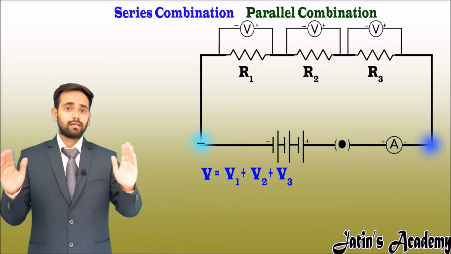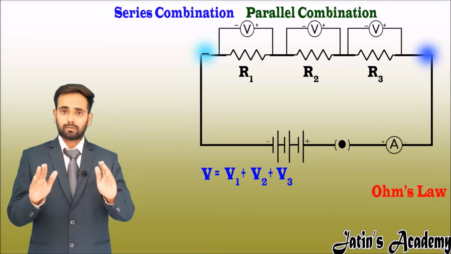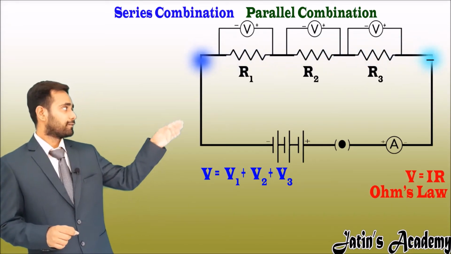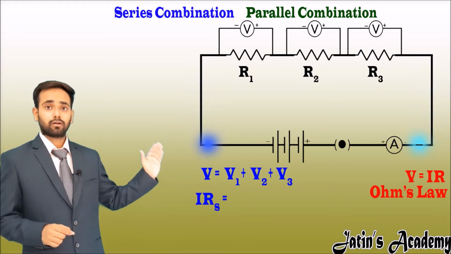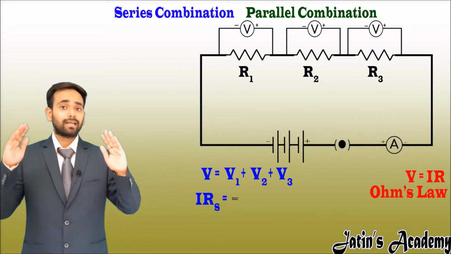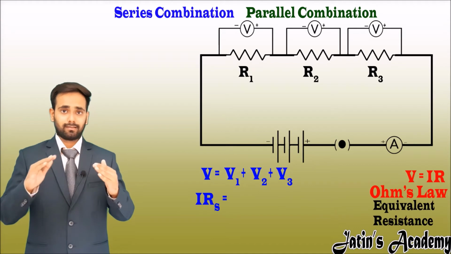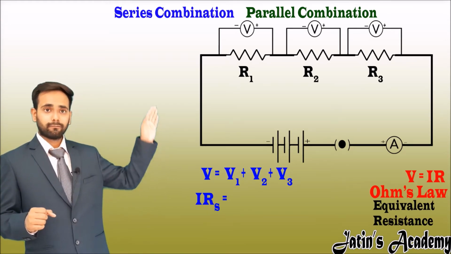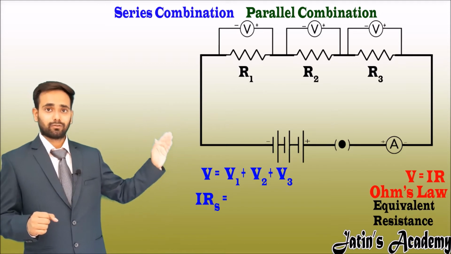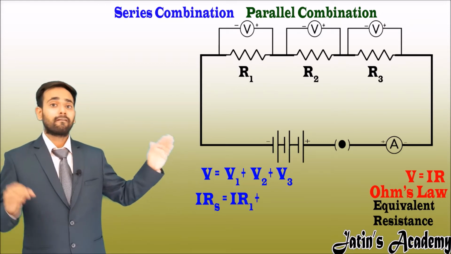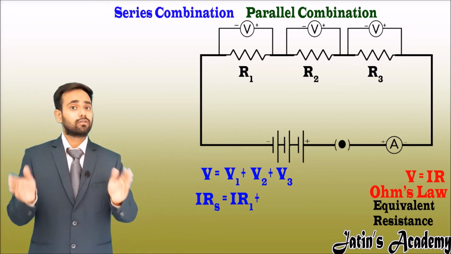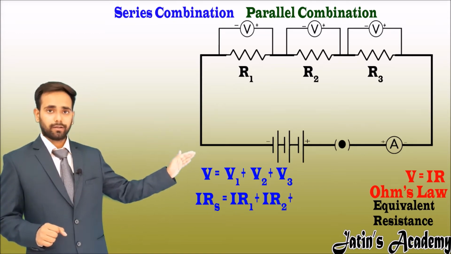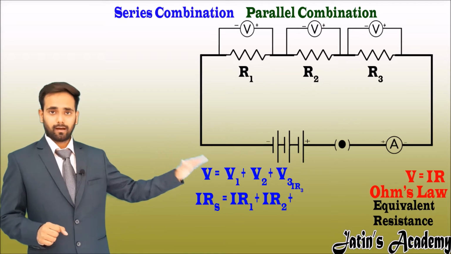Here V we get from Ohm's law, that is V is equal to IR. So replace the V with I Rs, because Rs is nothing but the equivalent resistance in series. Here V1 is nothing but the current in one resistance times the resistance value, that is I R1. Why am I not writing I1? Because the current value is the same. V2 we get I R2 and V3 we get I R3.